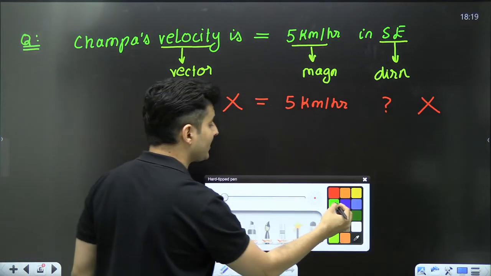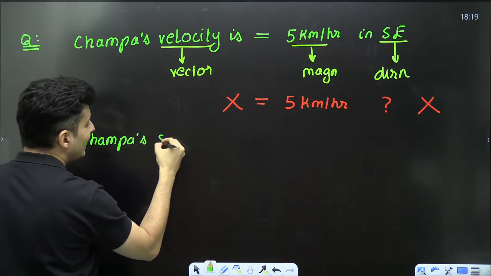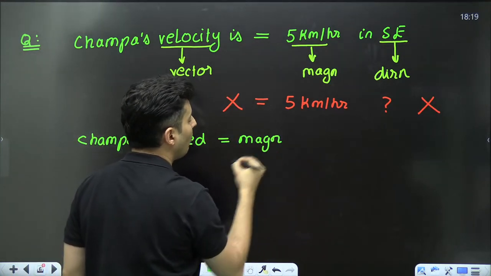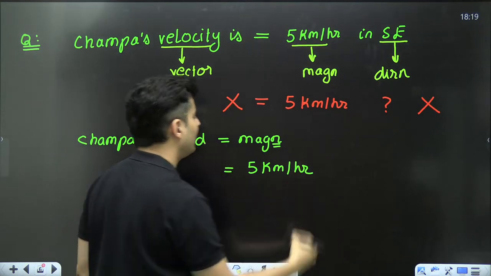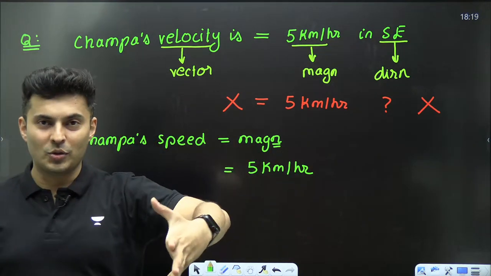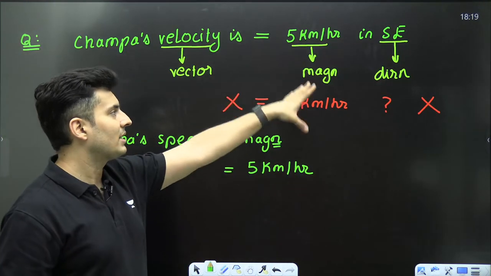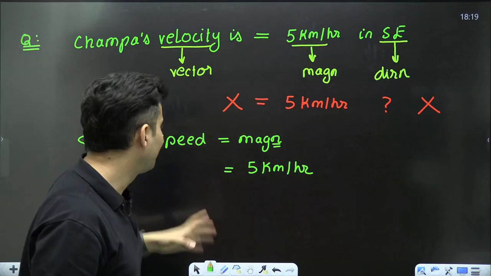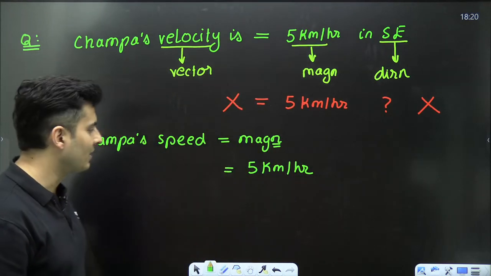But if I ask you Champa's speed, that means I am basically asking you the magnitude, the modulus. Then is it right for me to say just 5 kilometers per hour? Then it is fine. So see what is asked in the question. Sometimes you do not understand the difference between a vector and a scalar quantity. You can make mistakes by unnecessarily missing the direction or unnecessarily writing the direction when it was not required. For scalars, no need of direction. For vectors, you need both. You cannot miss any one of them.